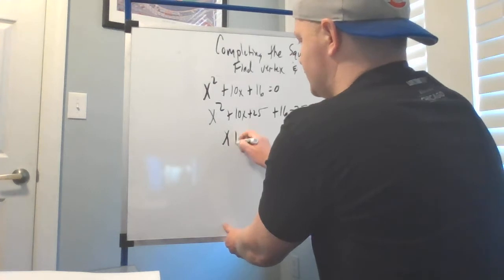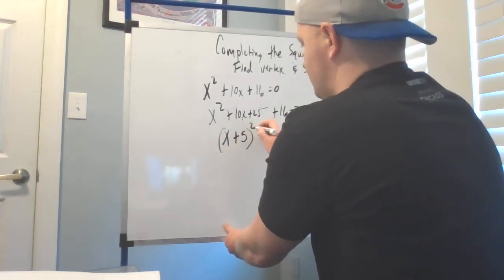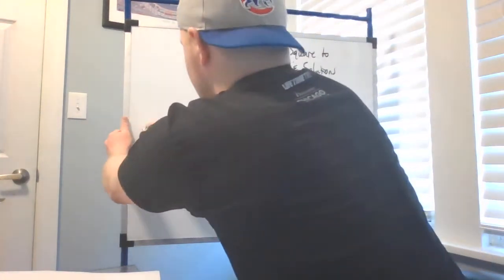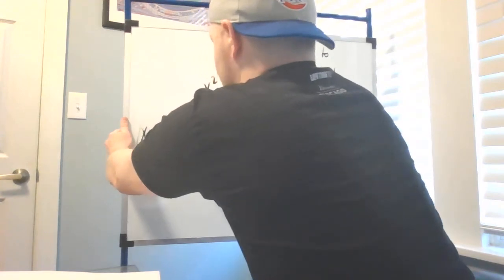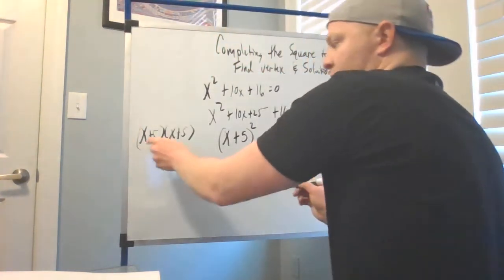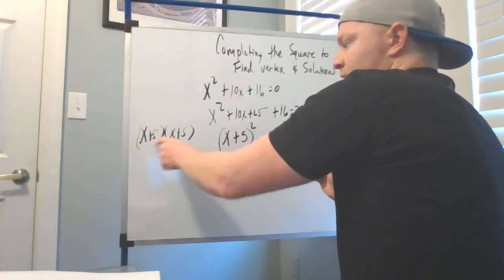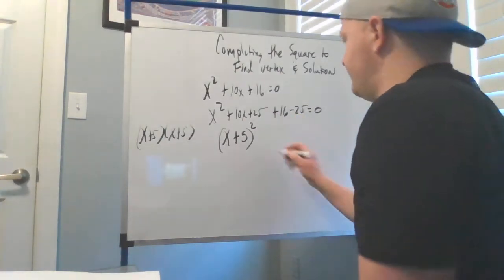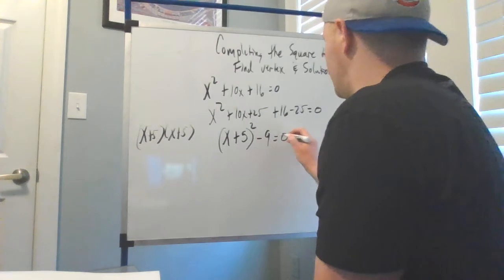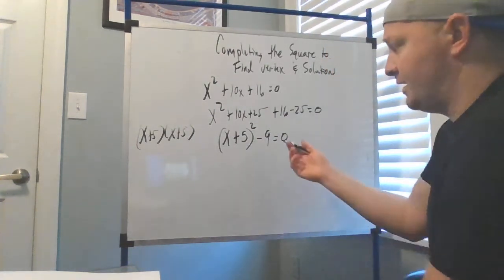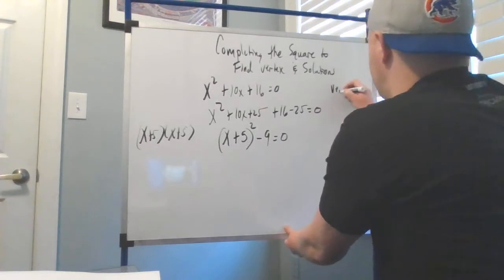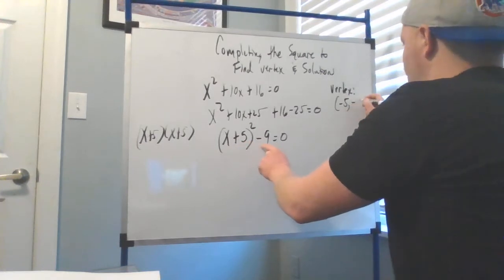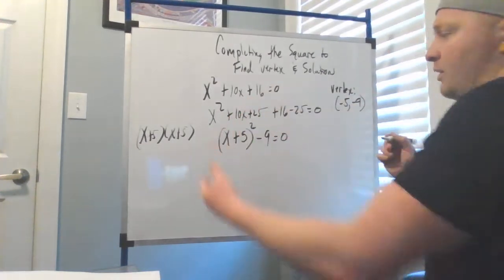This now says x plus 5 squared, because if you're confused, x plus 5 times x plus 5, when I do FOIL, I get x squared plus 5x plus 5x, which makes 10x, plus 5 times 5 is 25. That's why this becomes this. 16 minus 25 is -9 equals 0. Okay? Now, I just did all this work because now I know my vertex. My vertex is the opposite of this. So this is -5, comma, -9. Okay? But now let's go one step further and solve it.